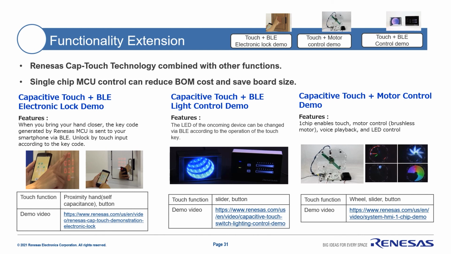In the center, it's capacitive touch plus BLE in order to control light. Same, based on slider and button. And in this case, video is also available on our website. The last one is capacitive touch plus motor control. With one chip, only one, we are able to control brushless motor control, voice playback, and also LED control or other motor control. Touch function is wheel, slider, or button.